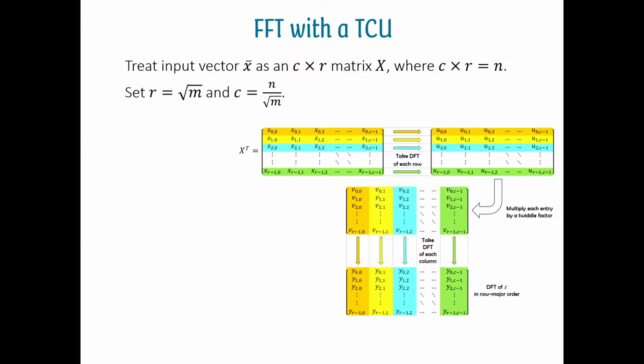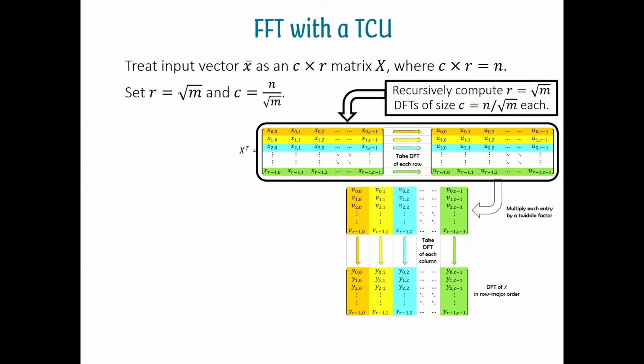What we do is set the number of rows in this transpose matrix to be square root of m, and the number of columns to be n over square root of m. So this is square root of m by n over square root of m. Then for the step of taking DFTs recursively, you have square root of m DFTs to compute on vectors of length n over square root of m. You do that recursively. Make sense?